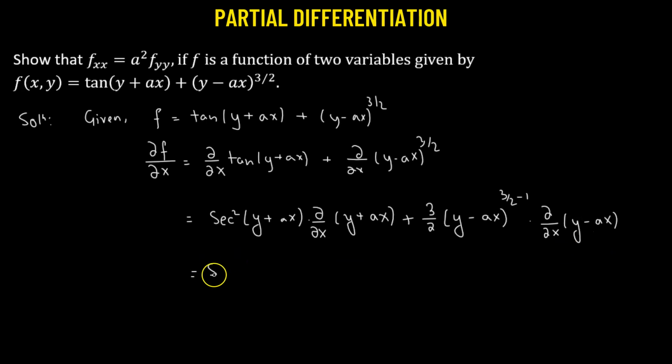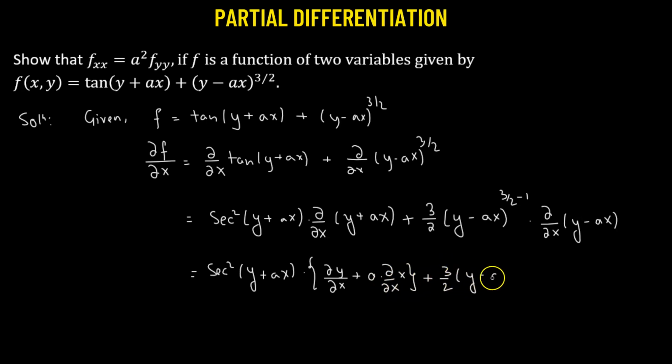That is going to give us secant squared of y plus ax multiplied by the partial of y with respect to x plus a, where a is a constant, so we have a multiplied by the partial with respect to x of x, plus 3 over 2 times y minus ax raised to the power. So 3 over 2 minus 1 will be half, multiplied by the partial with respect to x of y minus a. So a is a constant here, so we've taken it out of the derivative, partial with respect to x of x.